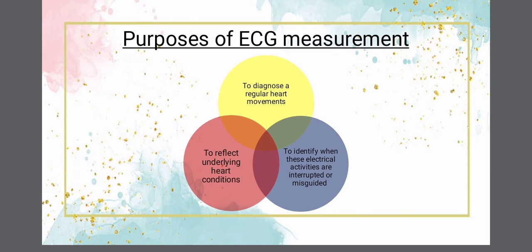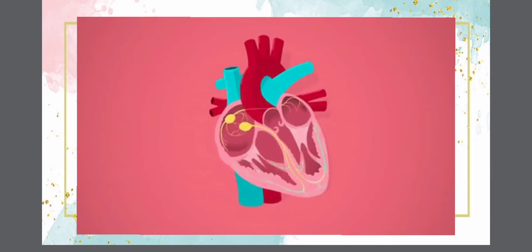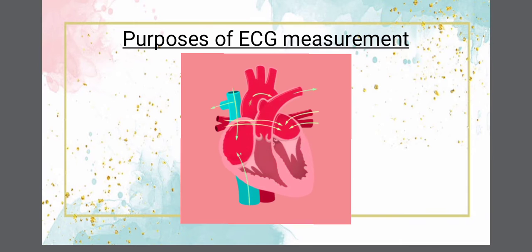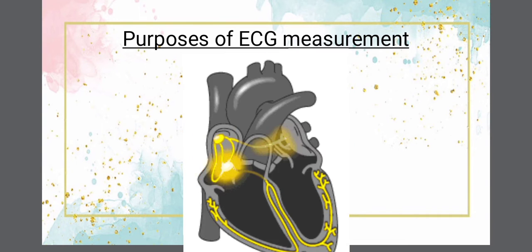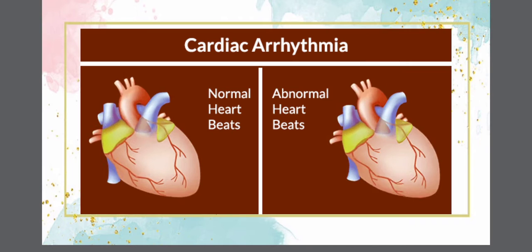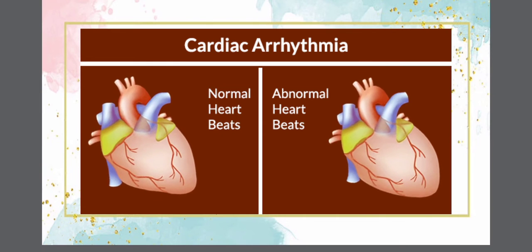Purpose of ECG measurement. Firstly, to reflect underlying heart conditions. This means ECG assists in monitoring heart condition. Second, to diagnose irregular heart movements, which are controlled by a complex set of electrical impulses that direct the upper and the lower heart chamber to contract and relax rhythmically. Lastly, to identify when these electrical activities are interrupted and misguided. Arrhythmia can be the symptoms of heart disease.